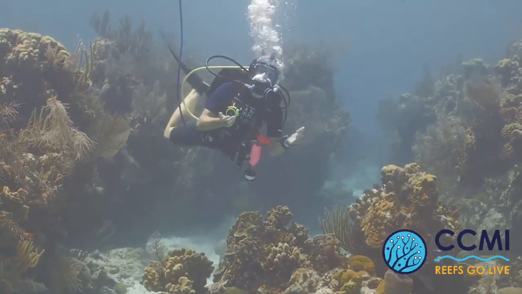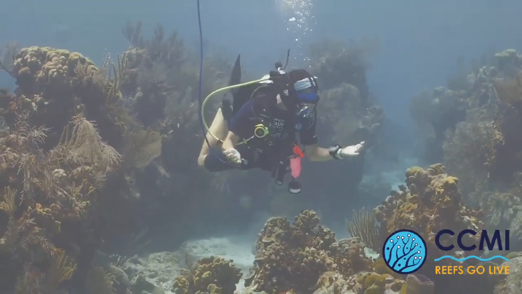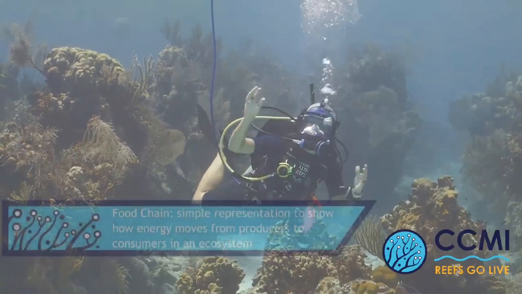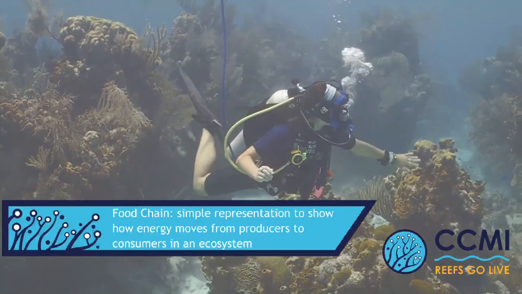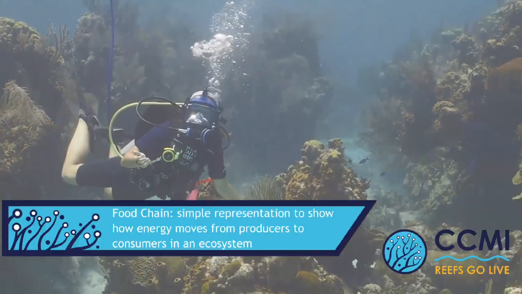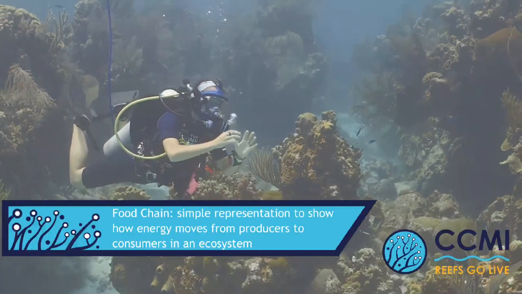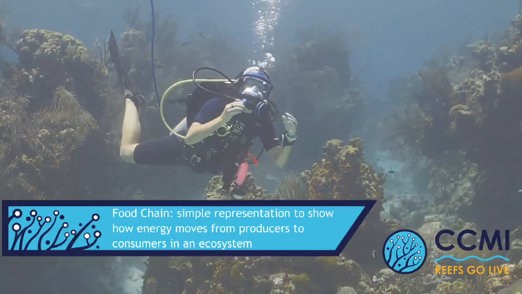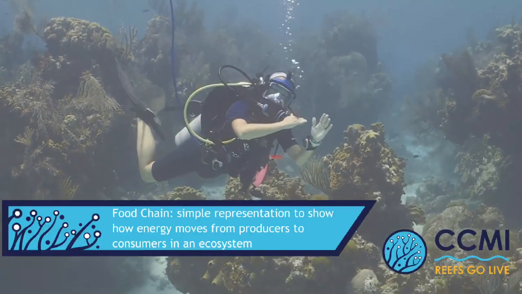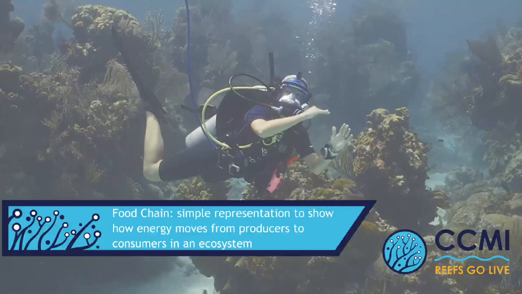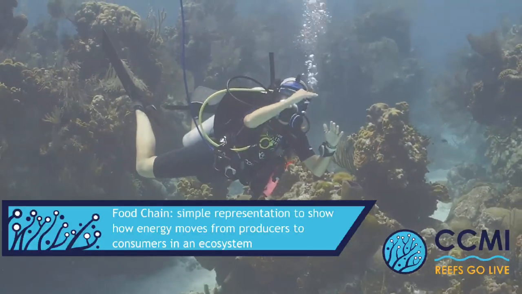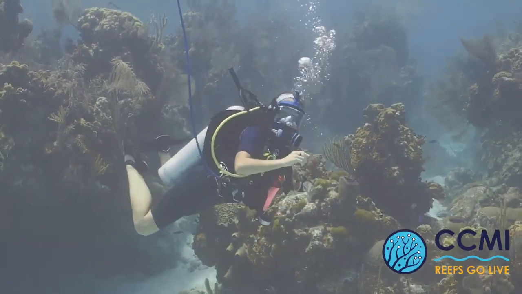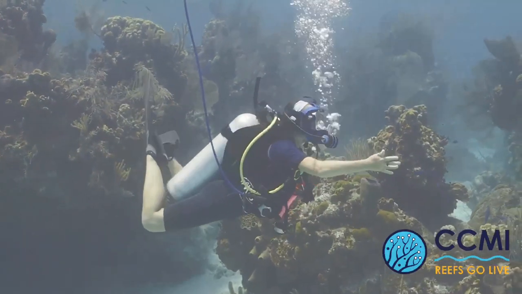A food chain is a basic term that we like to use to describe the link of animals or organisms across this coral reef or a terrestrial ecosystem as well, and how the energy is transferred from each of those organisms, from a primary producer, which is at the very bottom of that food chain, next to consumers, predators, mesopredators, and apex predators.